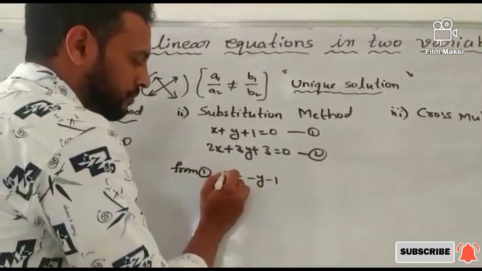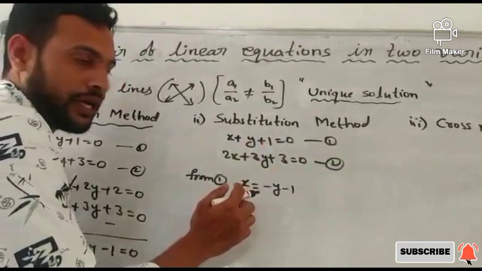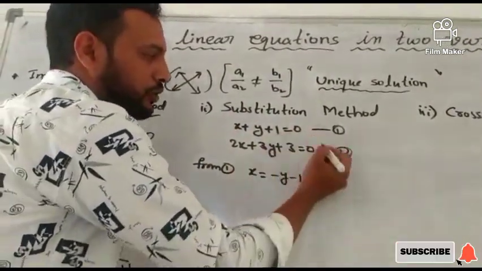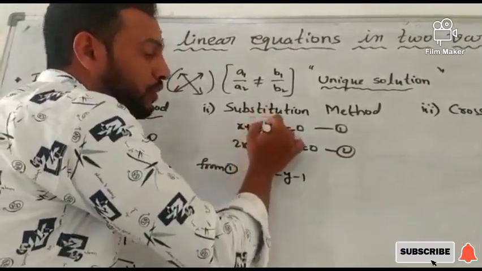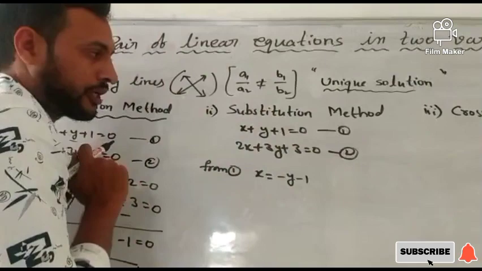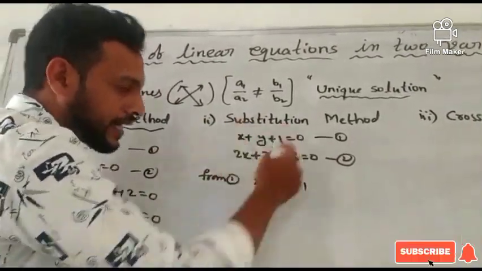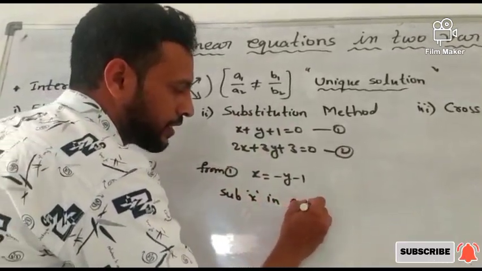So after converting in terms of x or y, you have to substitute that value in the second equation. Okay, I am taking from the first equation, I got this value, therefore I am going to substitute in the second equation. If you got this value from the second equation, then you have to go through the first equation. Okay, note this point. I am getting this one from the first equation, therefore I am going to substitute this one in the second equation. So substitute x in equation number 2.